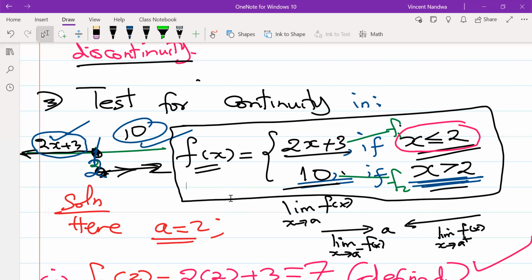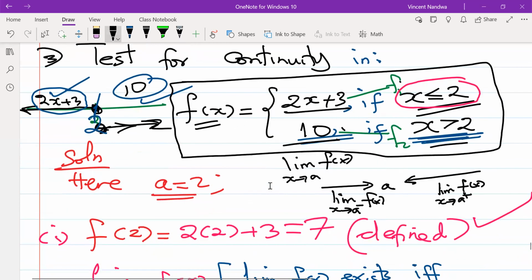Okay. So know that a function can be defined by other functions on its domain. So you are right to ask whether these are formulas or functions within a function. A function can be defined by other functions in its domain, like what we have here. F of x has been defined by the function 2x plus 3 and also by the function 10. The conditions, yes.